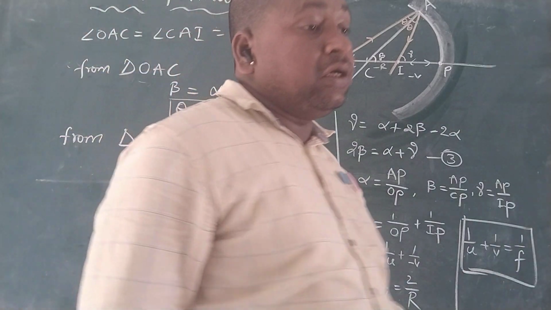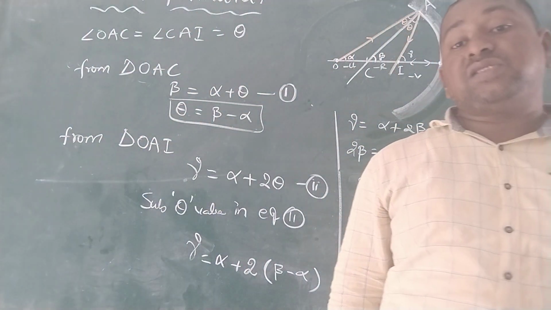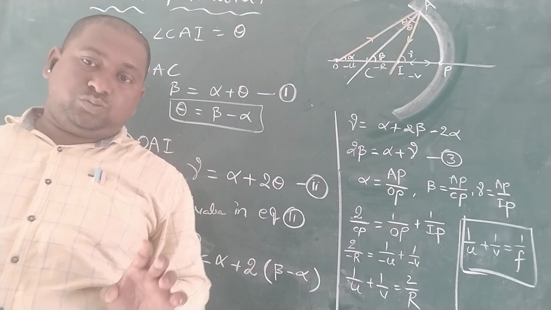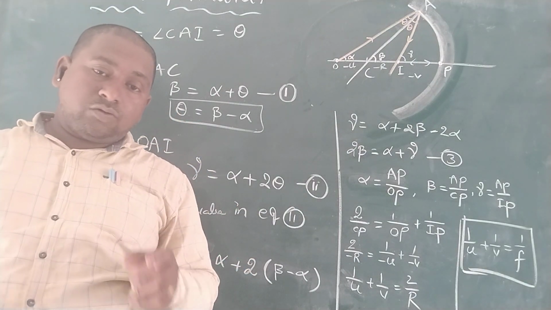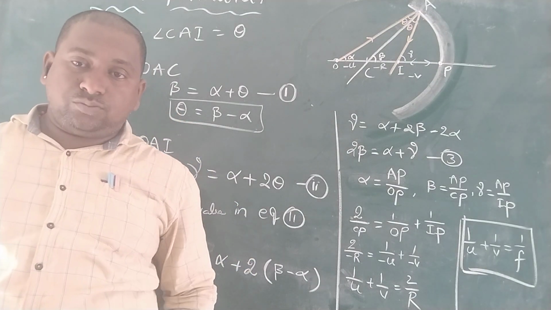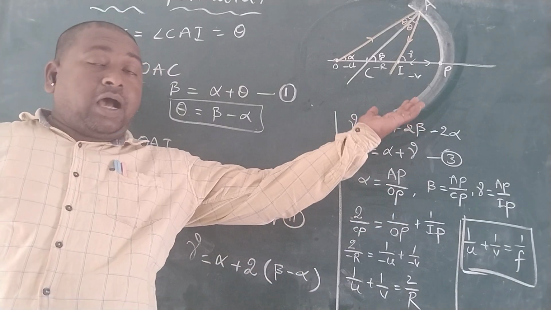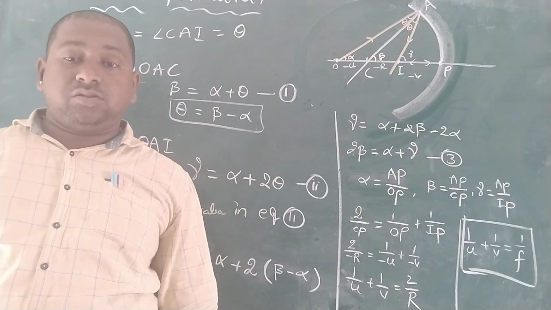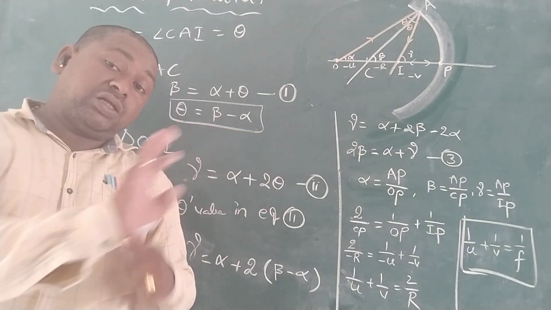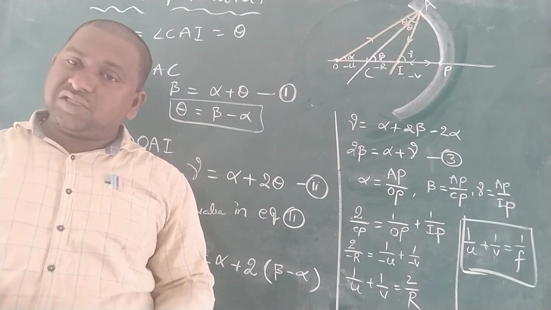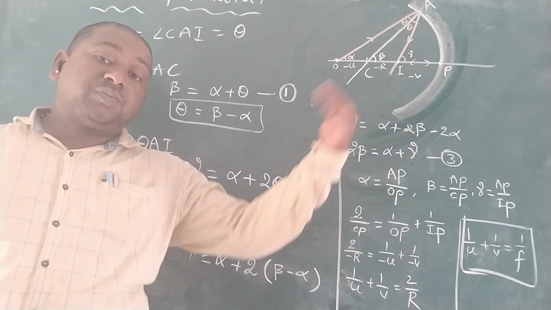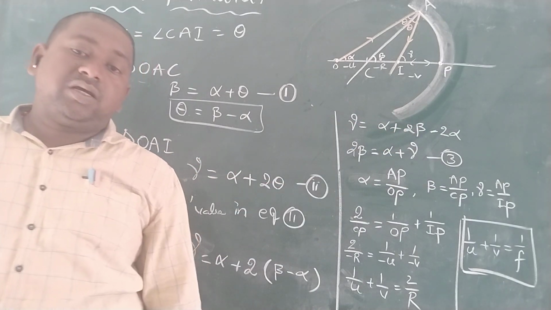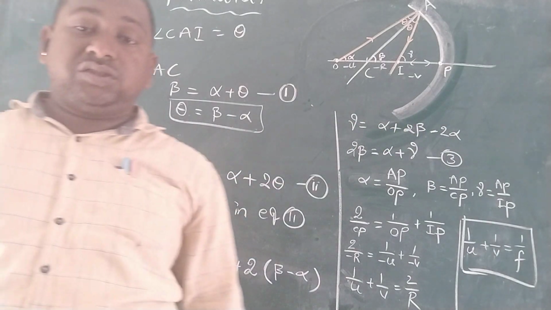For example, if any value is not given with any sign, plus or minus, consider it as positive. Unknown quantities should be taken as positive. The quantities which are opposite to the incident ray are taken as negative. Along the direction of the incident ray, consider as positive. Above the principal axis, consider as positive. Below the principal axis, consider as negative.